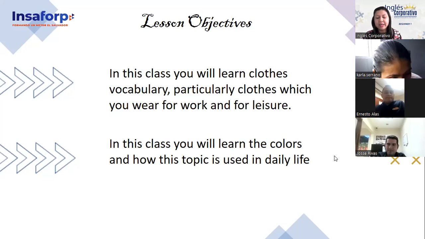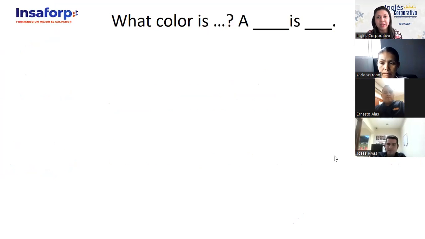And if we have time, we're also going to learn about possessive pronouns. So let's begin. I have prepared some pictures, and you have to tell me what color is the object you see in the picture. So for example, if I ask you what color is an apple, you can say an apple is red.